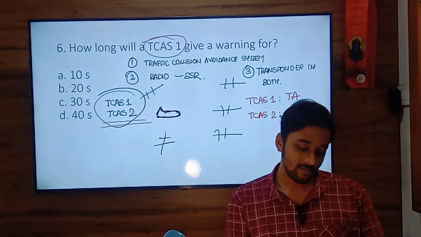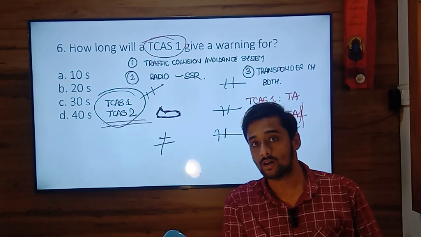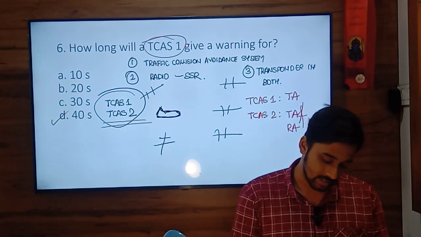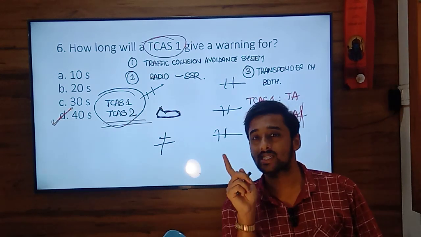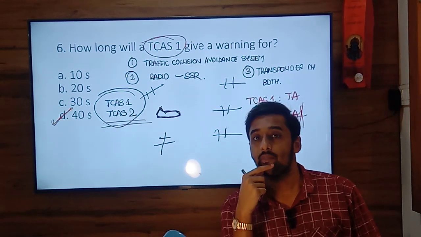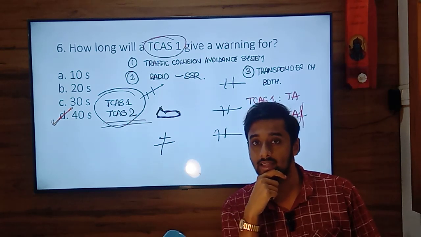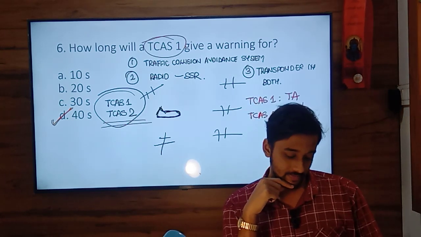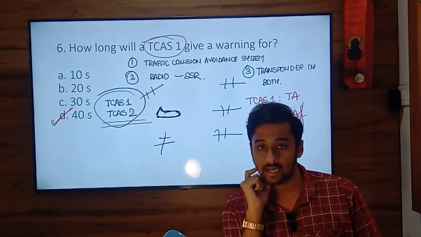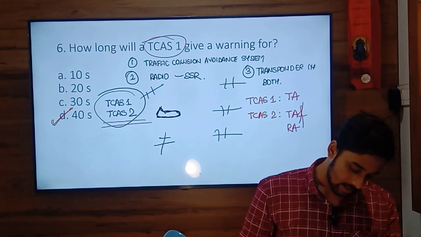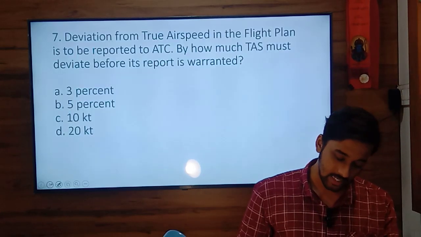Okay, so how long will a TCAS 1 give a warning for? TCAS 1 will give a traffic advisory for 40 seconds. So for 40 seconds, you will continuously be given that display information on your screen. You will keep getting that warning of traffic advisory. So that is the case about TCAS 1. Now let's go to the next question, question number 7.